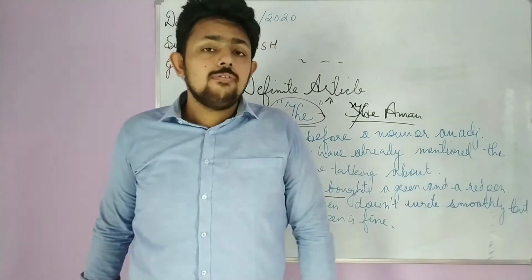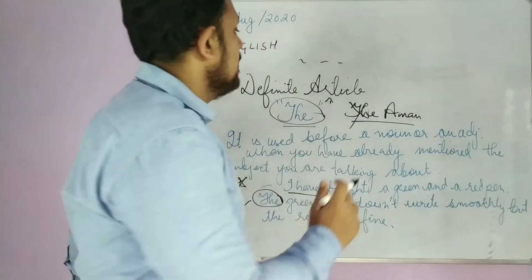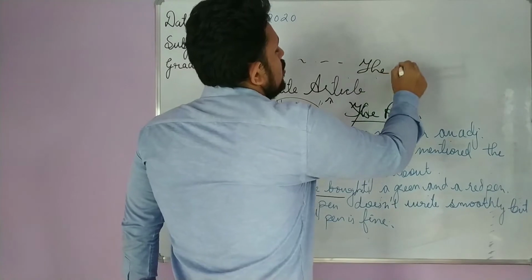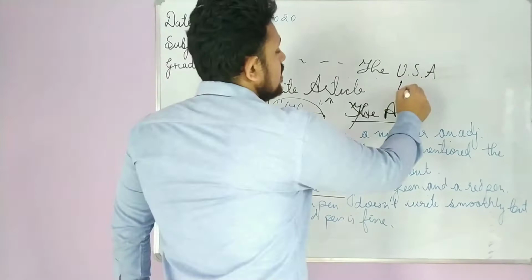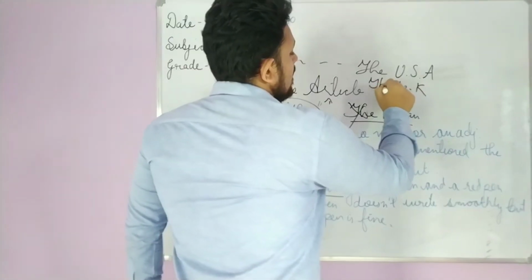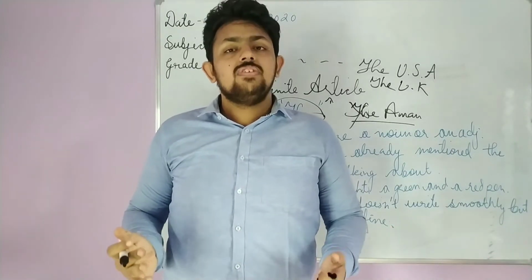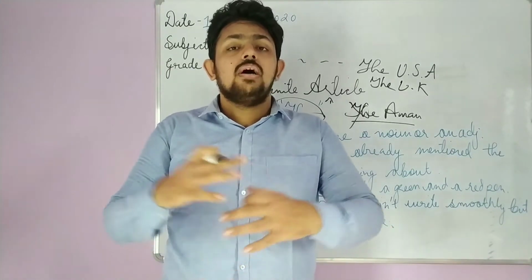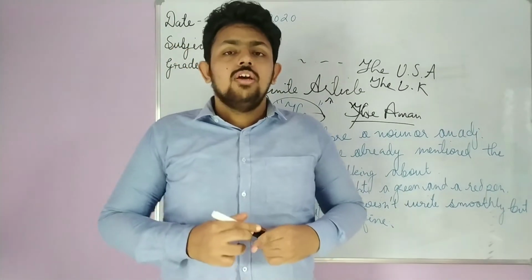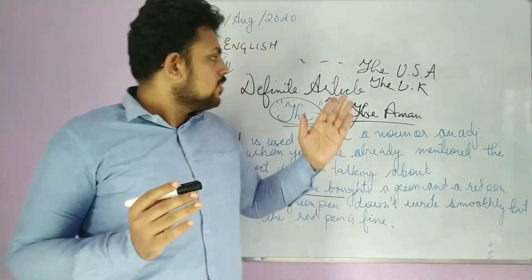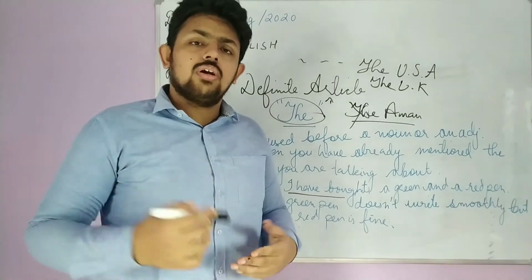But if you have a group of things associated with that name, for example, the United States of America, the United Kingdom, okay. We say Mount Everest, not "the Mount Everest," but we say "the Himalayas." Why? Because the Himalayas are a group of mountains. You have understood where to use "the" now. And more uses are there in your book, you can go through them.